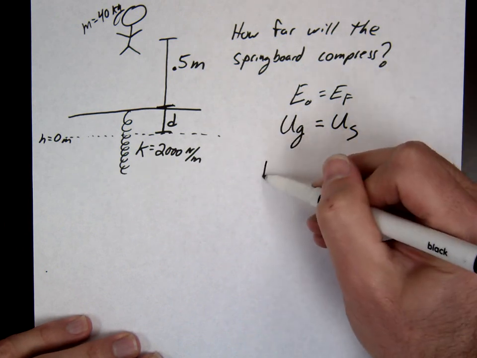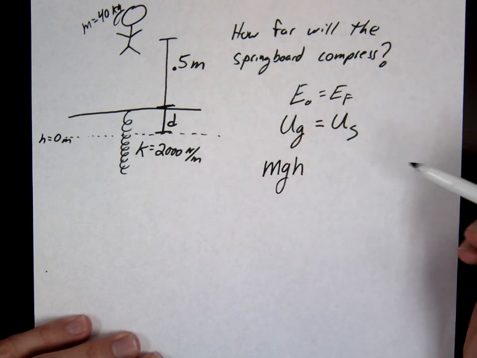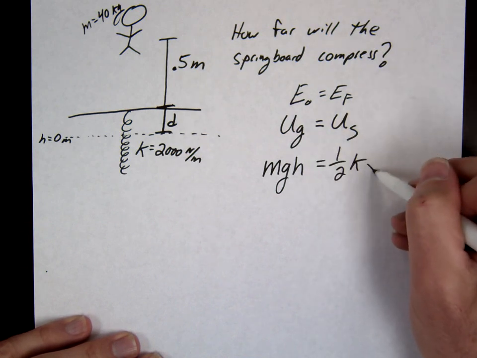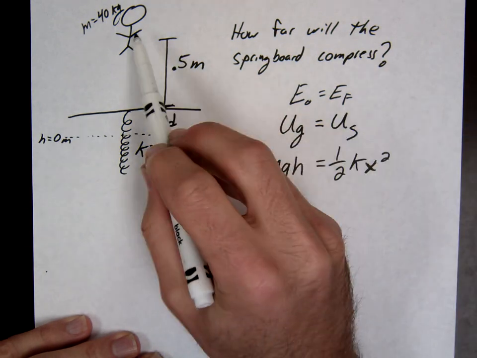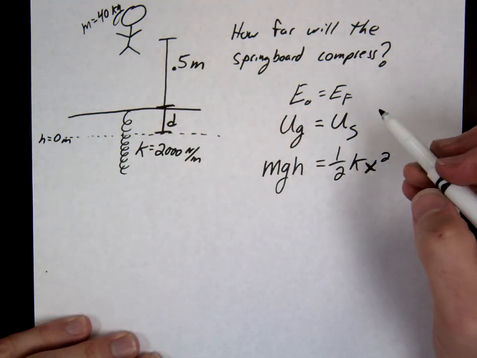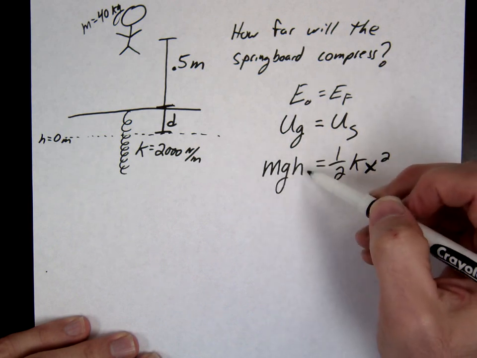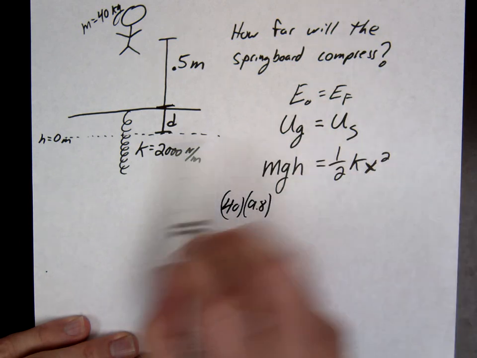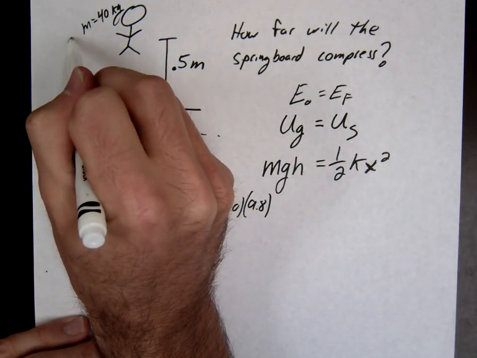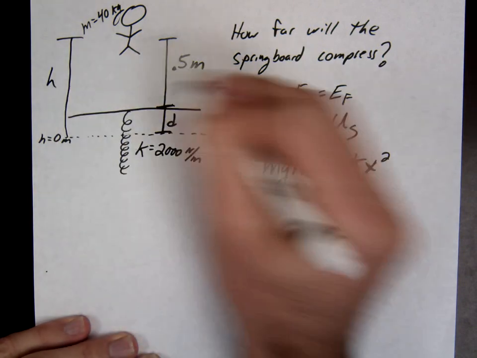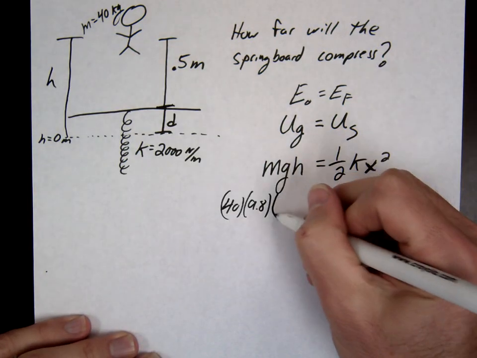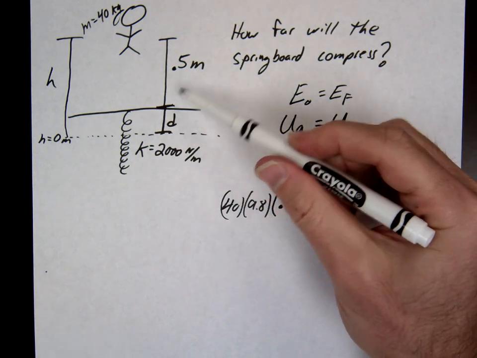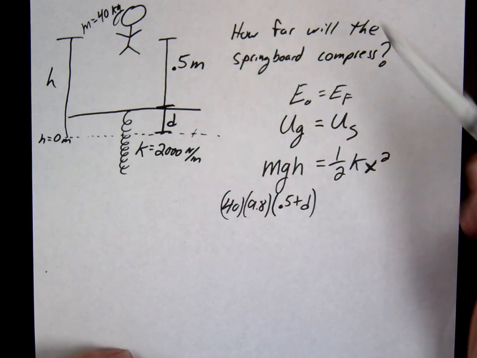So our equation for UG is mgh, and our equation for US is 1/2 kx squared. And again, we're going from the very beginning to the very ending. Okay, mg. Now, which h are we going to use? This is our h, all the way from what we're calling our bottom to our top here. So what are we using for h? 0.5 plus d, right? So that total height is going to be the d plus the 0.5 up.